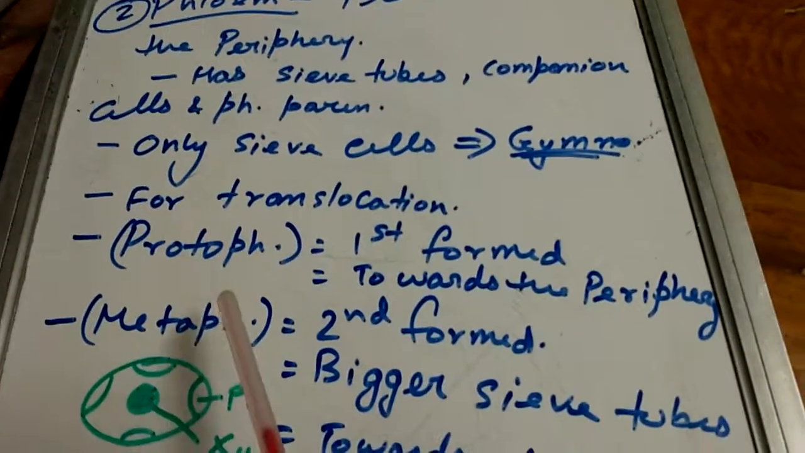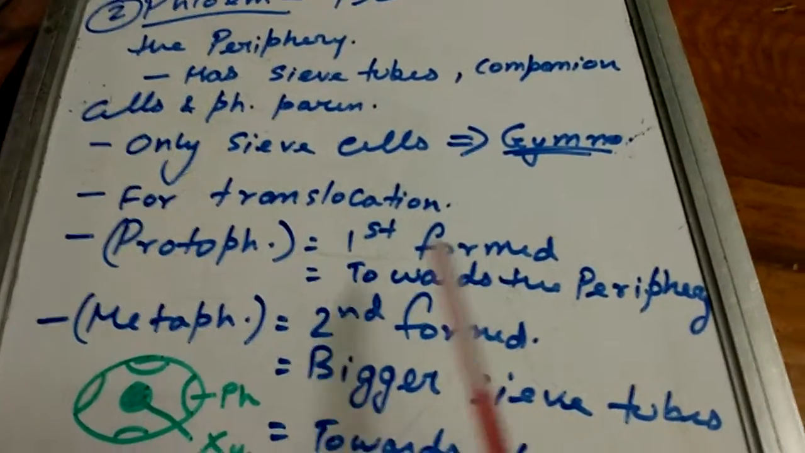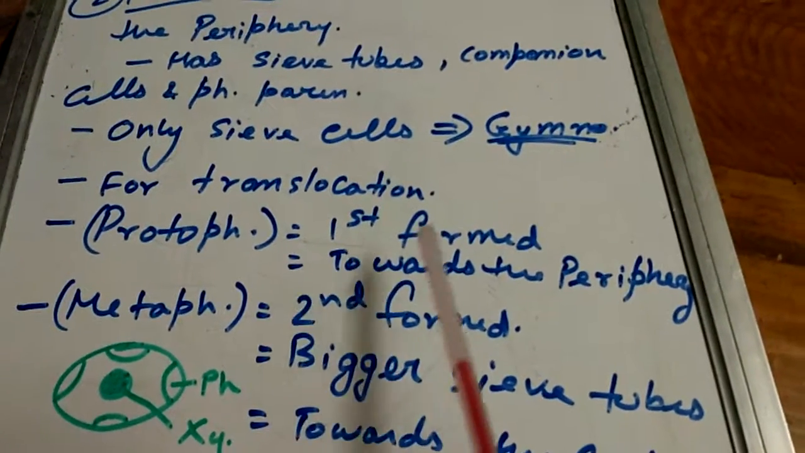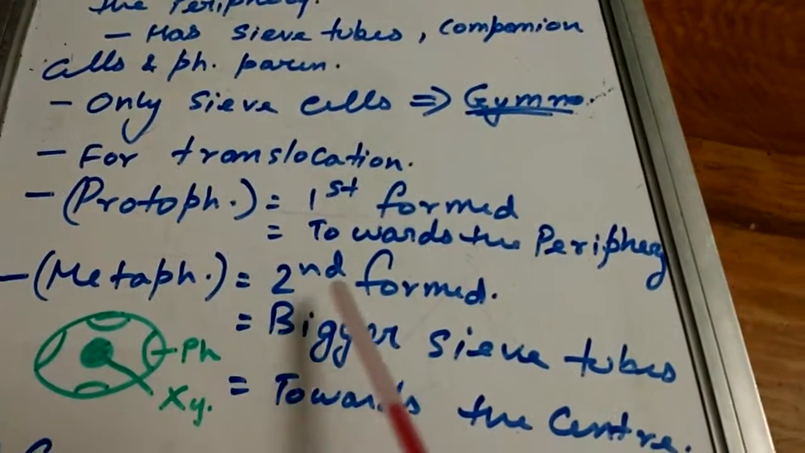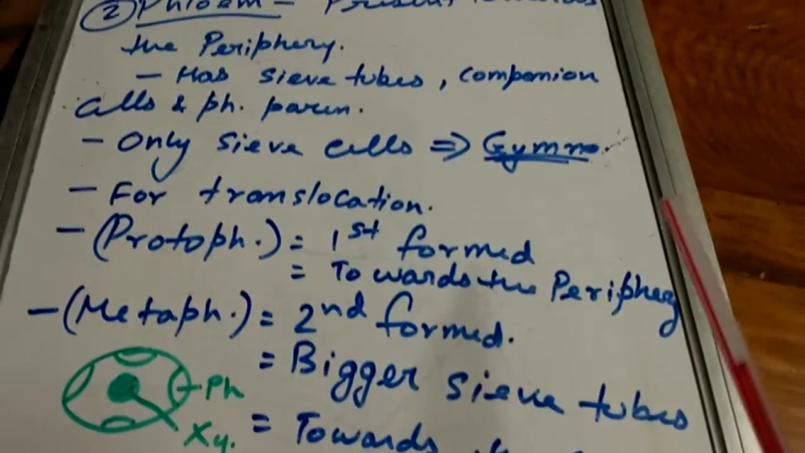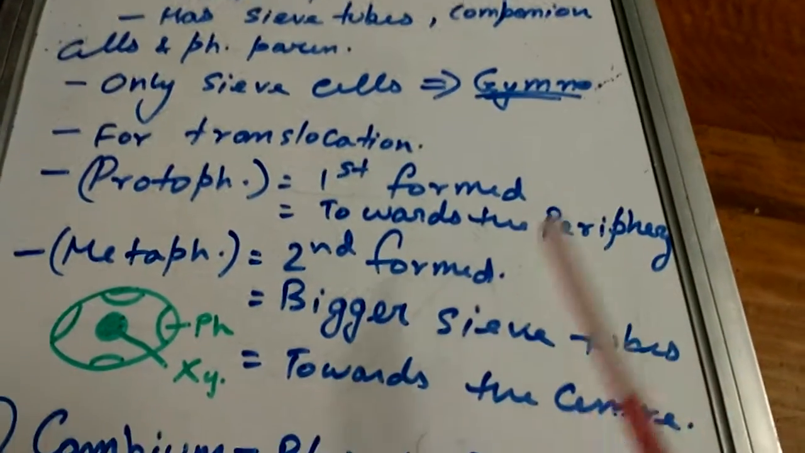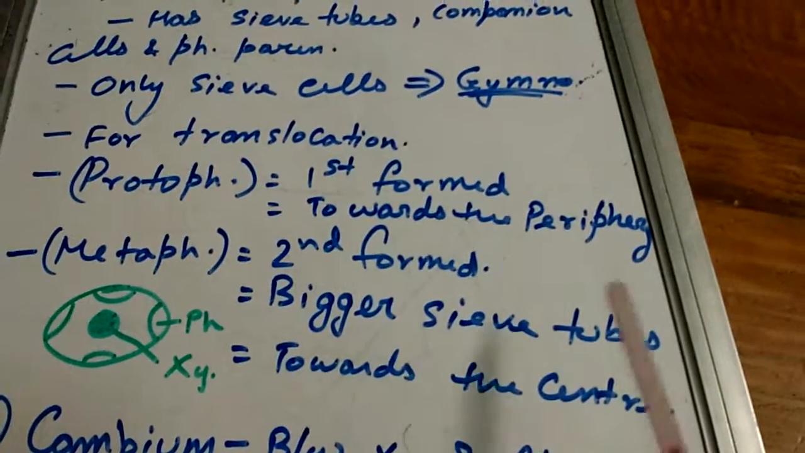There are protophloem and metaphloem as well. Protophloem is formed first and is present towards the periphery. Metaphloem is the second formed type of phloem component, bigger in size with big sieve tubes and present towards the center.